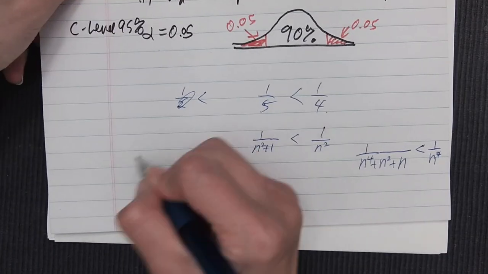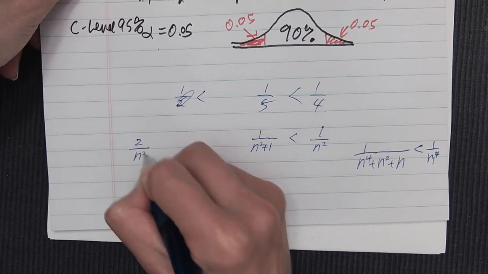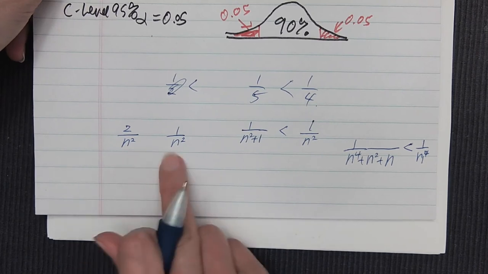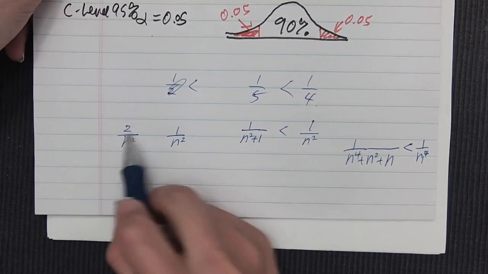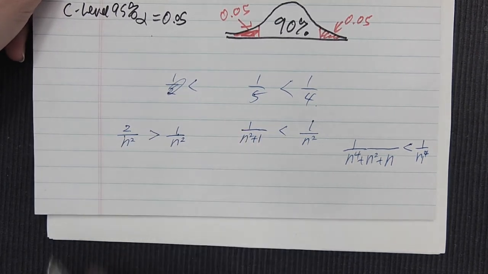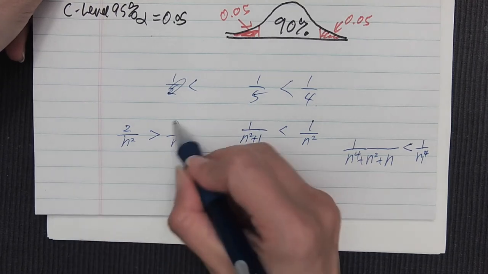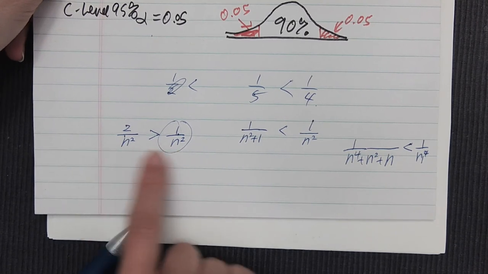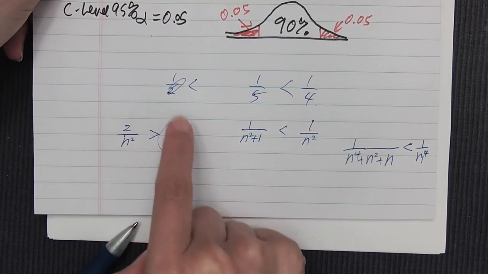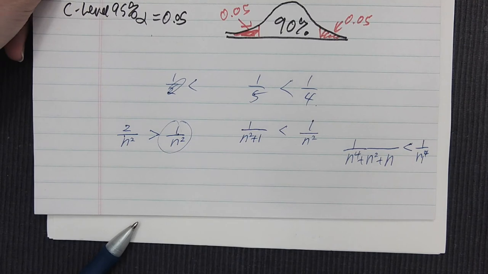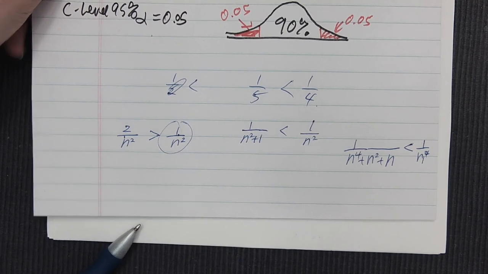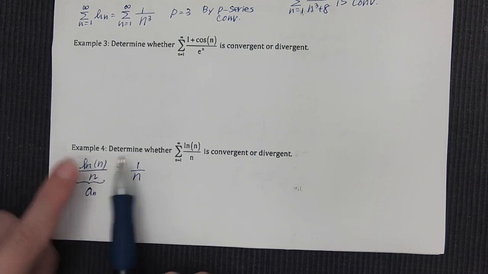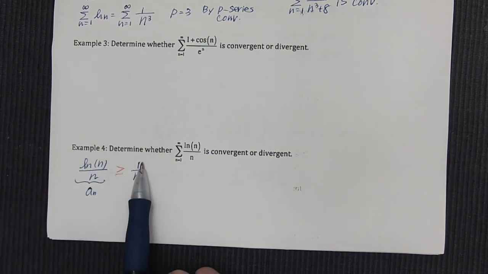Did you understand what this means? If you have 2 over n squared, everybody knows it's bigger than 1 over n squared. If the denominator doesn't change and the numerator gets smaller, this one is smaller because the numerator is small. So I'm not going to change the denominator. I'm going to change the numerator to make it smaller. Natural log n is getting bigger and bigger, so I'm going to make it just the smallest number, one.